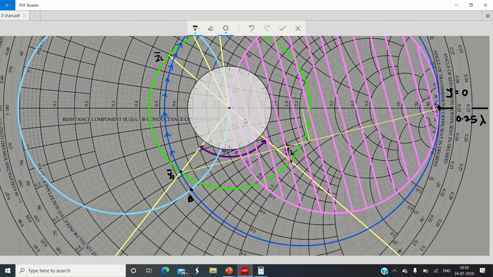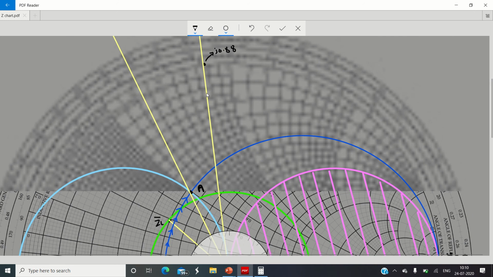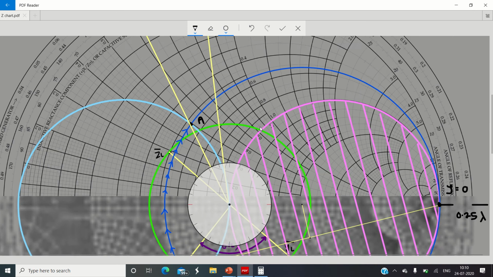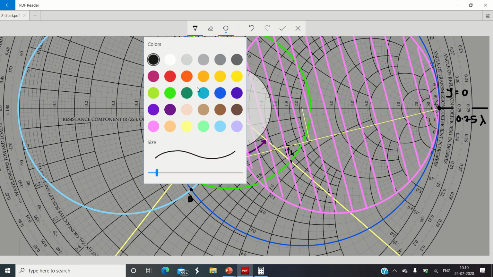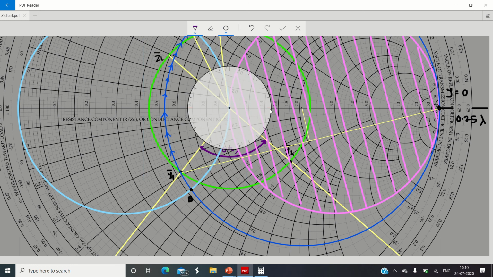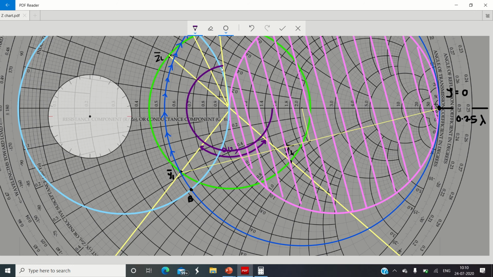Okay, so from which point to which point? So from this line, the horizontal line at 0.25 lambda, to this particular yellow line. Okay, so mark the position. Choose again the purple color from here, in this way, and all the way around this particular line. Okay, so once you reach here, you can put the arrow.